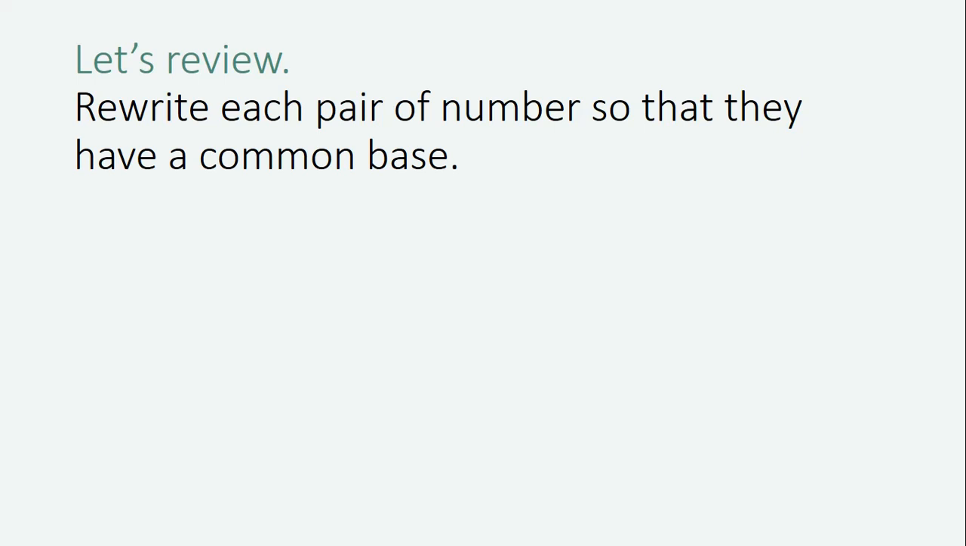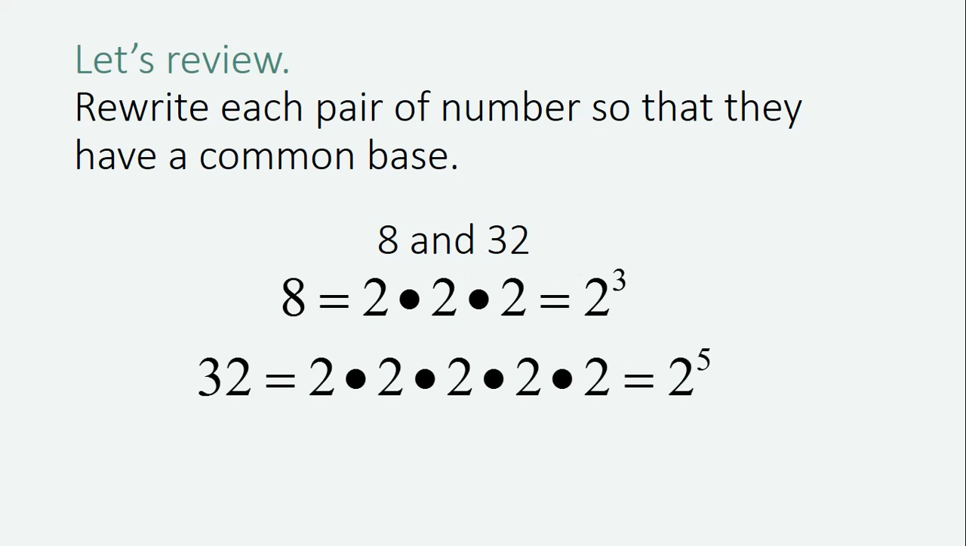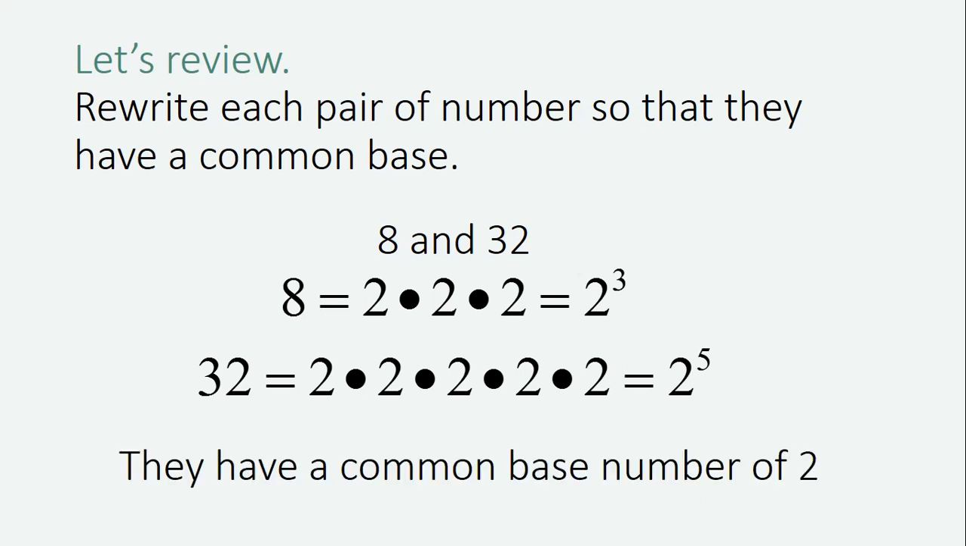So let's review. Ultimately, you can write pairs of numbers so that they have a common base. So if I have 8 and 32, I can make 8 into 2 to the third, right? Because 8 was equal to 2 to the third. I can make 32 equal to 2 to the fifth so that they have a common base. Ultimately, that's the goal of today, is trying to get two numbers that don't look like one another to have a base to an exponent. So they both have a common base number of 2.